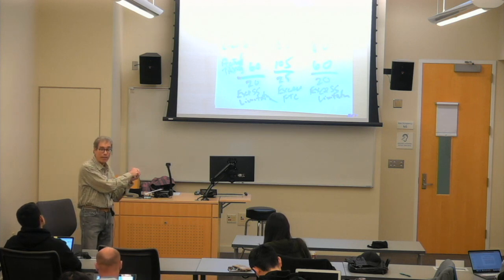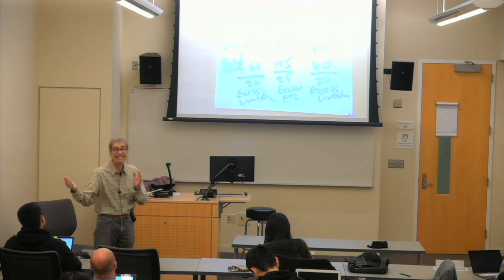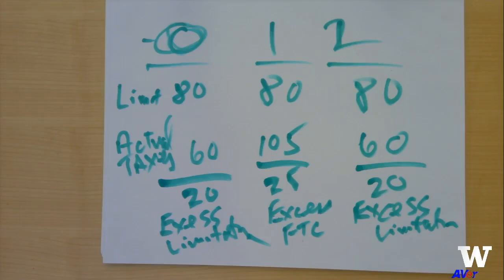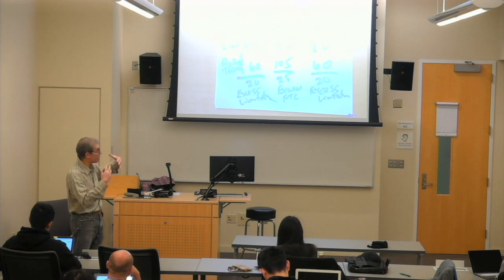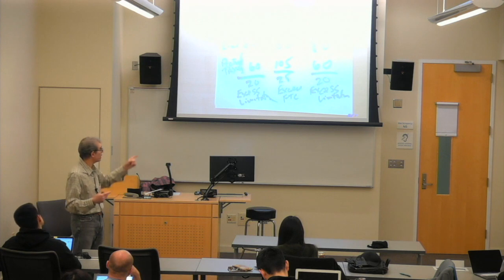We're able to carry that back 1 year, and we can carry it forward 10 years. In this specific example, 20 of the 25 can be absorbed in the prior year. So we can file an amended tax return and get 20 back from our friendly government. We still have 5 left, and we can carry that forward. In this case, year two has excess limitation, so when we prepare the tax return for year two, we can claim the 60 of actual tax paid plus 5 additional. So we would, in effect, claim 65 of foreign tax credit in year two.